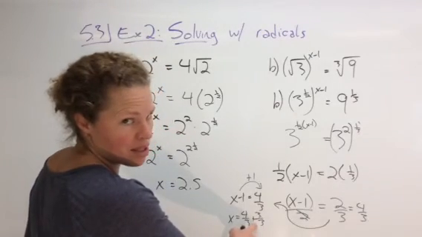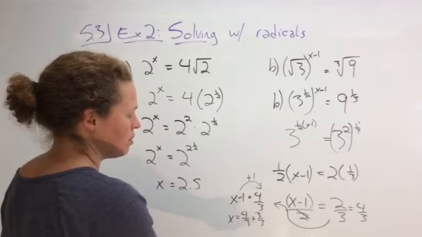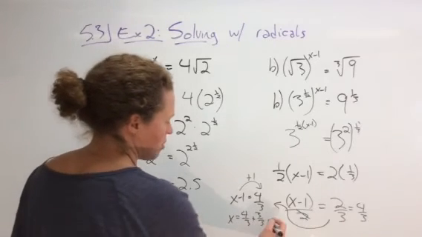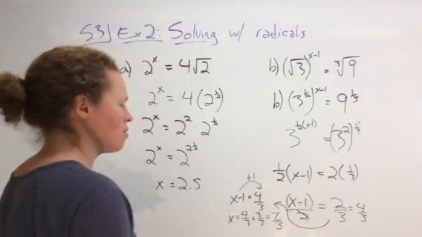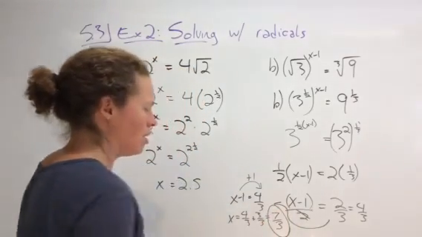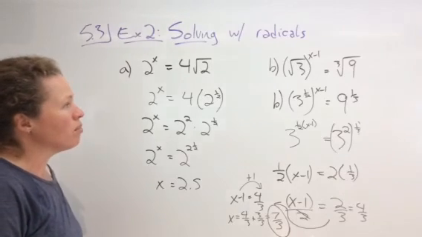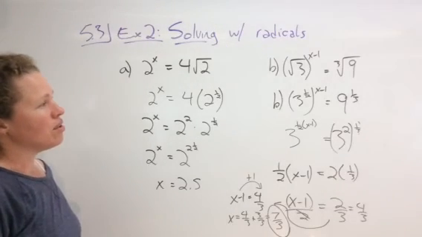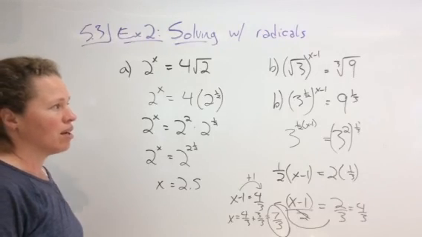There's the 1 because it has to be a fraction with a denominator of 3 to add to the 4/3, but it's just a 1. So that would be 7/3. So x would equal 7/3 here. So you can see with these ones, you just change the radical into an exponent that's a fraction and carry on as usual.